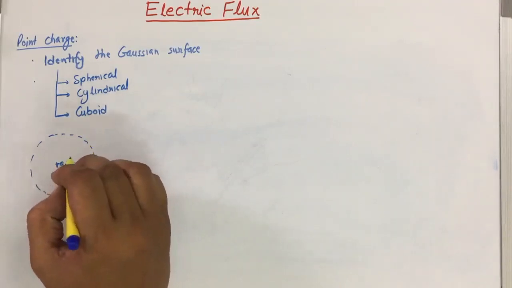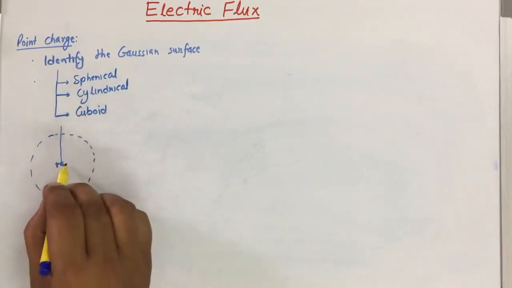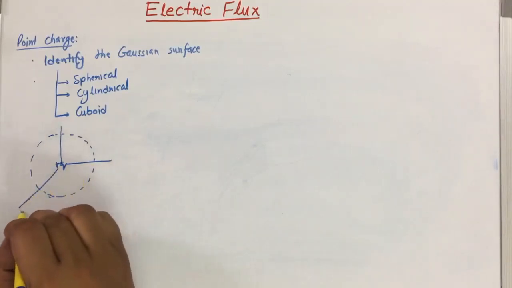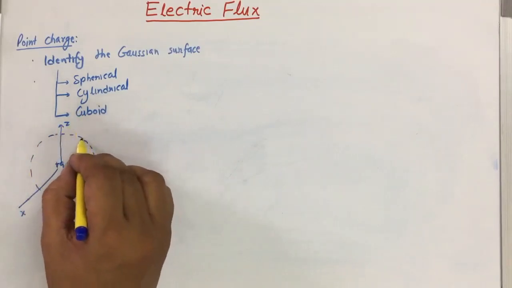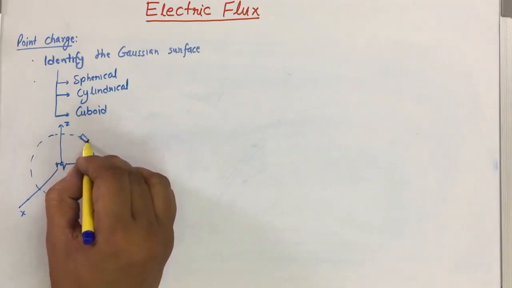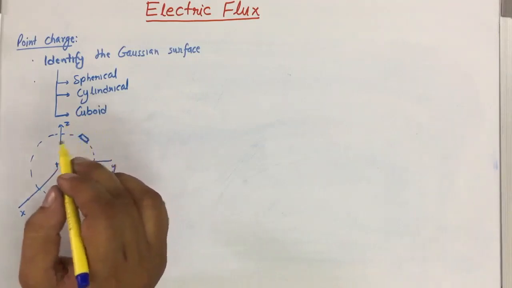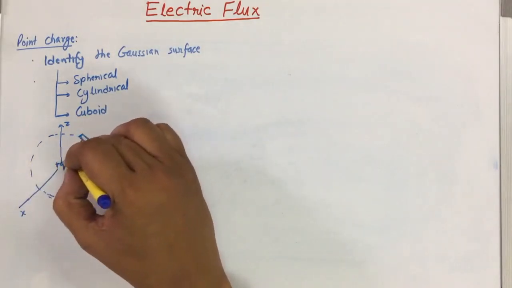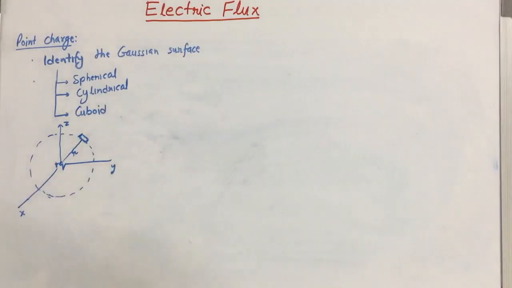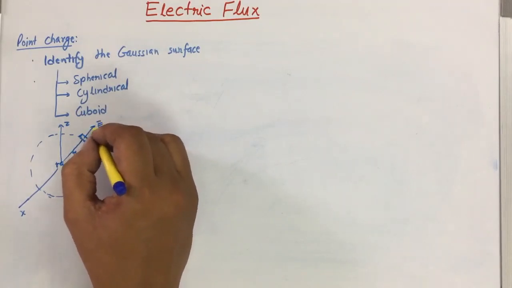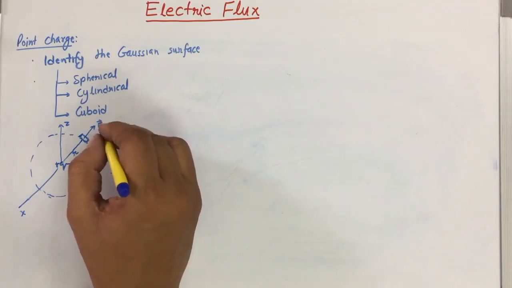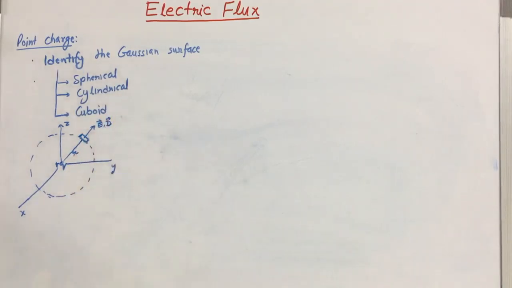And in case of a spherical surface, you can consider any surface here with x, y, z axes, an elemental area dS, and that is the radial vector r. Now let us apply the Gauss theorem here. To apply the Gauss theorem, this is the direction of the electric field lines and the electric flux density both.